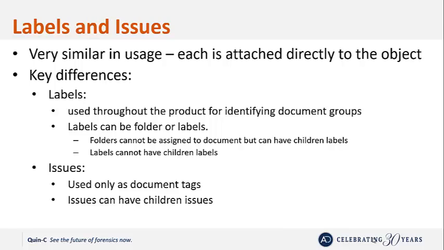I mean, when you look at the metadata of an object, could be a document, anything in your case, there is actually a column for labels and there is a column for issues. And when you assign an issue or a label to a document, the column for issues or labels gets populated with whatever tag you just gave it.